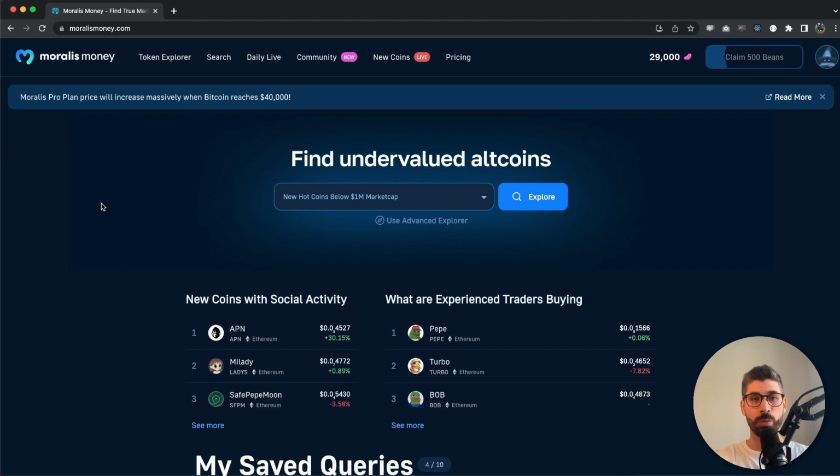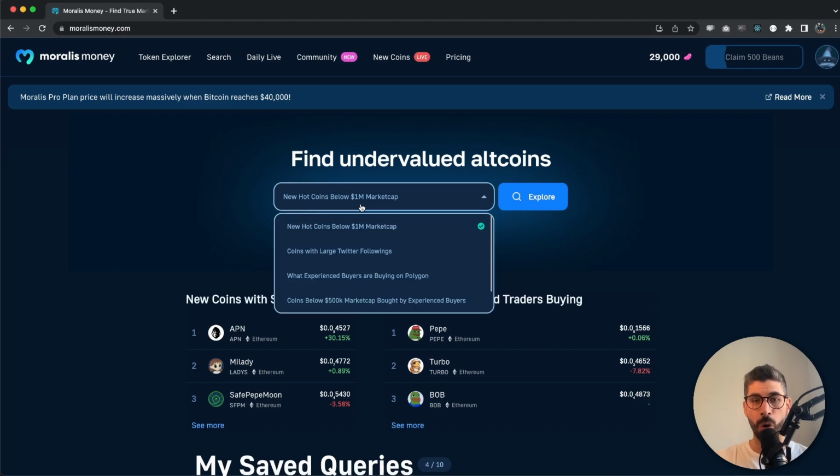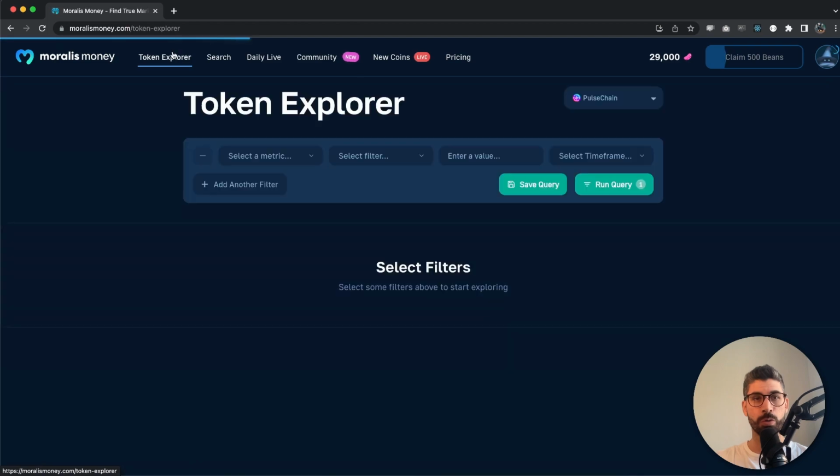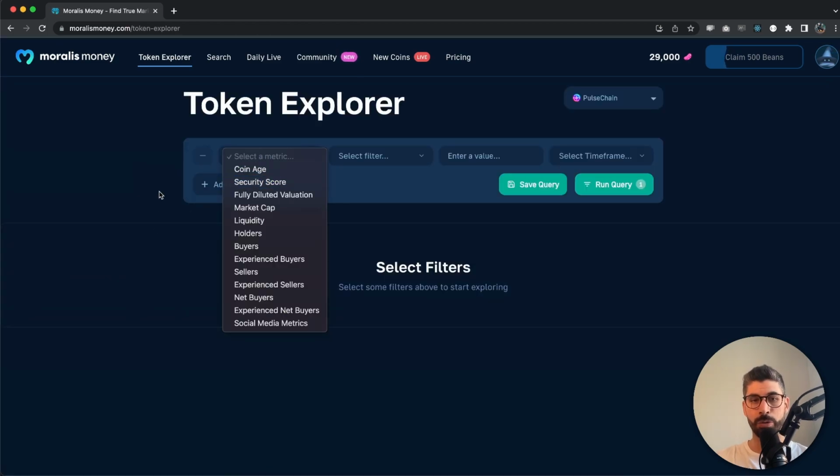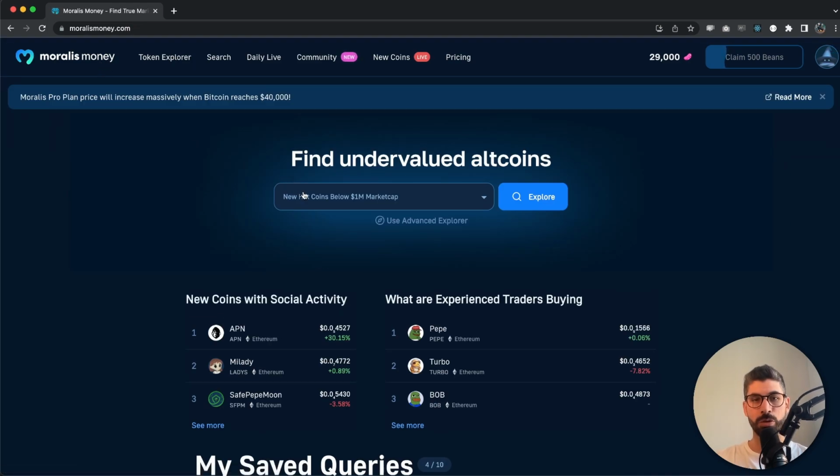So let's continue with the video, and we can see some predefined search queries already on the home page, and we can use them to check new hot coins below 1 million market cap. We have coins with large Twitter followings. We have what experienced buyers are buying on Polygon, coins below 500k market cap bought by experienced buyers. And we have one more, coins with surging liquidity. You can do your own queries if you go to Token Explorer and add some metrics right here. But for this purpose, let's use these predefined ones.